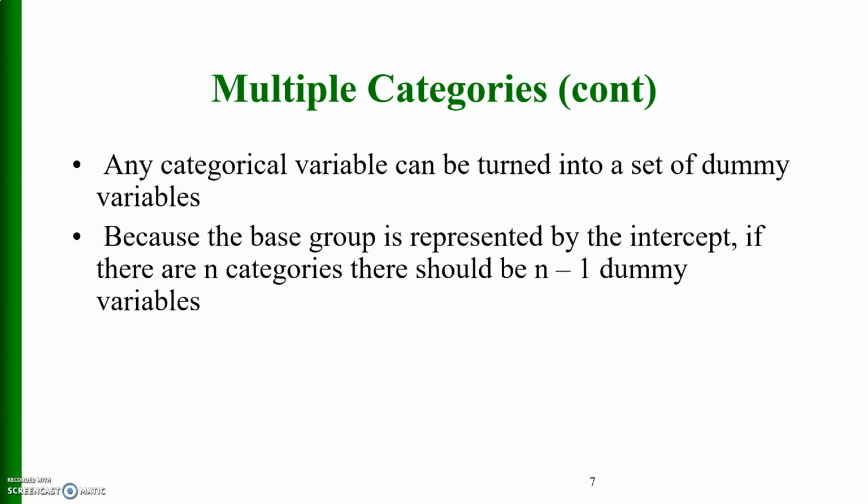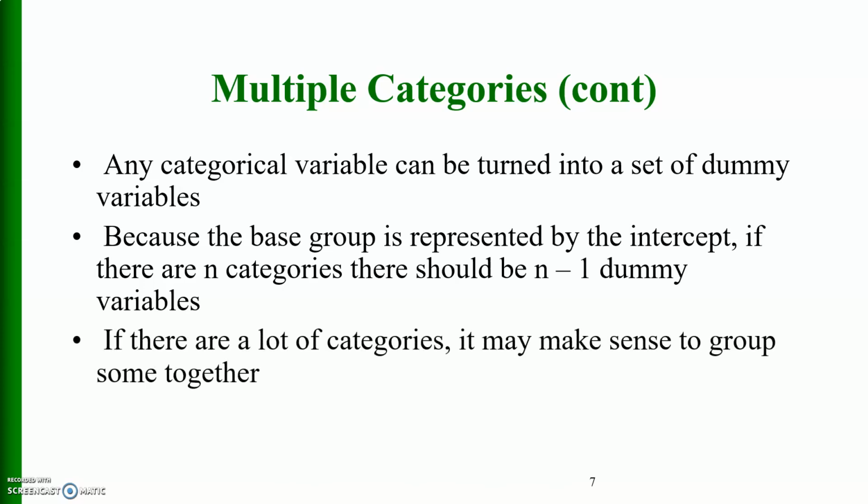This is very important. If you have n categories and n dummy variables, then you will be trapped in the dummy variable trap, and that is the case of perfect multicollinearity. So either you will have to suppress the intercept term, or you will use n minus 1 dummy variables. If there are a lot of categories, it may make sense to group some together. Examples are top 10 ranking and then 11 to 25, etc.